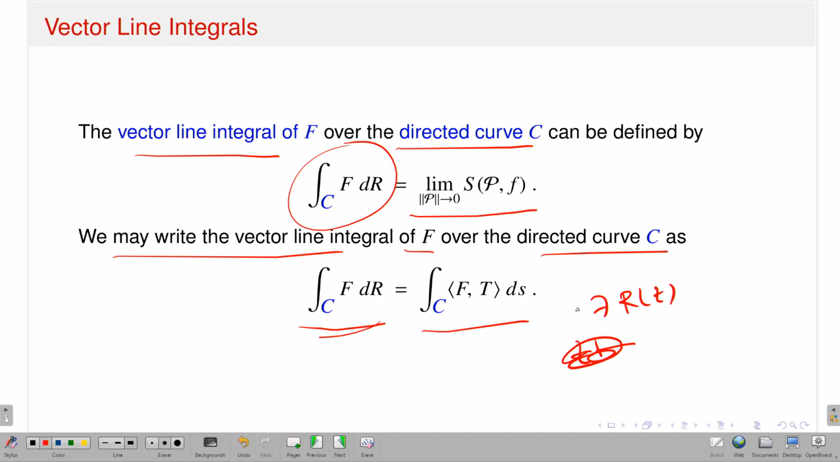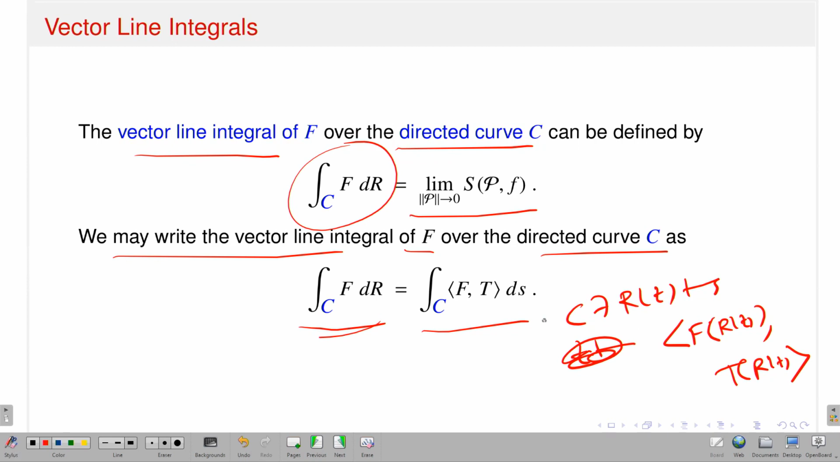So, that means r(t) is an element in C, right? So, this goes to capital F of r(t). That means this is the corresponding vector associated with the point r(t), and then you will have the corresponding tangent vector at the point r(t). Okay. So, this is the dot product. So, this is the corresponding scalar field.